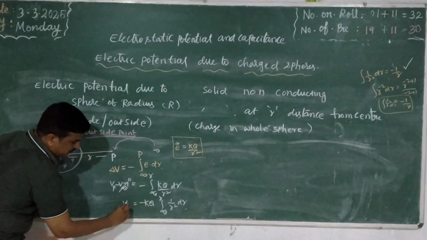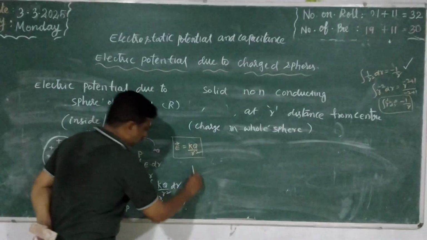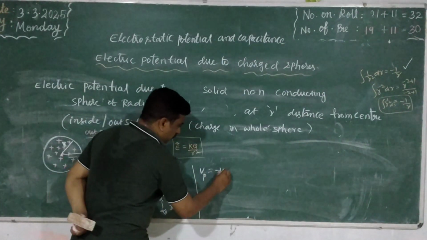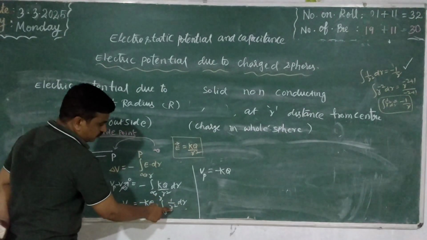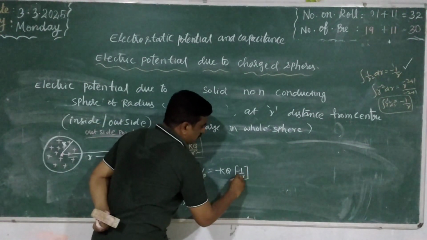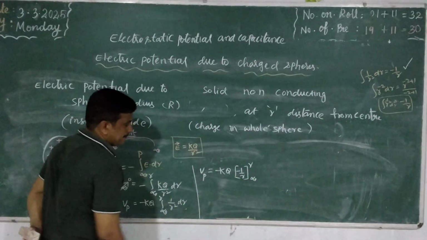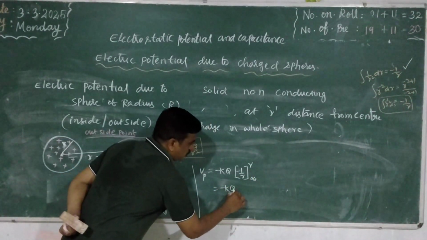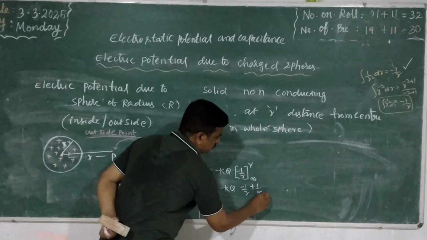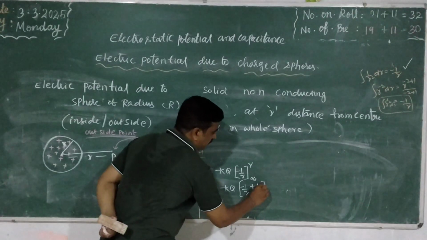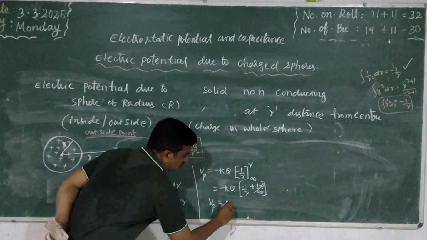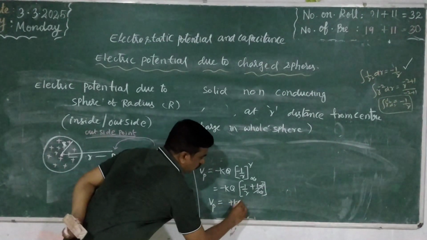So what we can write, potential at P outside point equals minus kq, integral of 1 by r square dr, which is minus 1 by r, with the interval from infinity to r distance. Taking the upper interval first, minus 1 by r, then the lower interval: minus of minus gives plus 1 by infinity, and 1 by infinity is 0. So we can write here potential at P is kq by r.